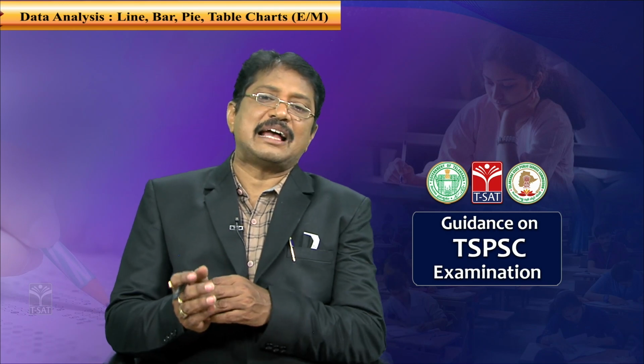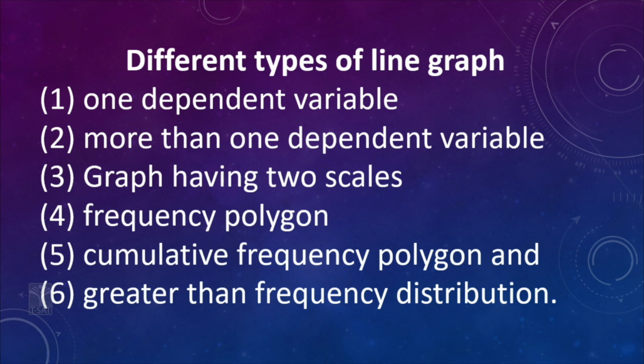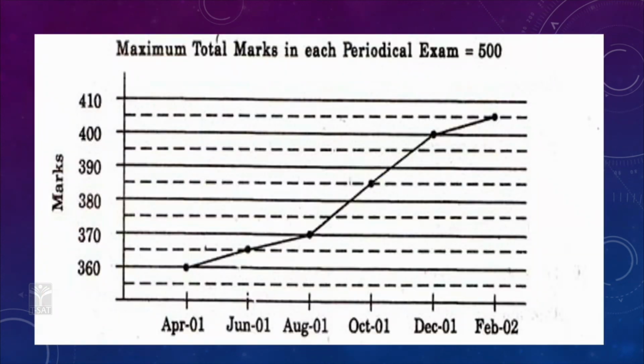Okay, what are the different types of line graphs? There are one dependent variable, more than one dependent variable, graph having two scales, that is x axis, y axis, frequency polygon, just now I said frequency polygon, cumulative frequency polygon and greater than cumulative frequency distribution. Greater than cumulative frequency, less than cumulative frequency, frequency polygon, frequency curve, graph having two scales, more than one dependent variable, all these are different types of line graphs. Okay. Now, observe it.